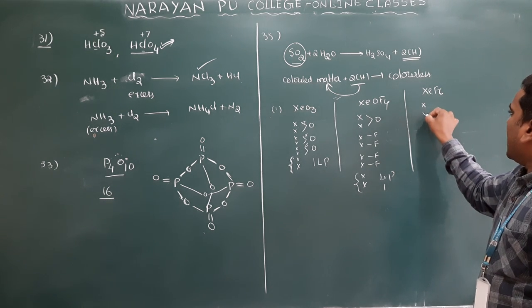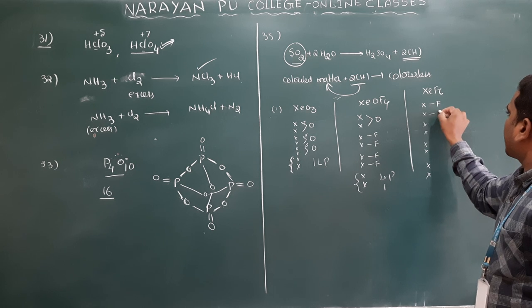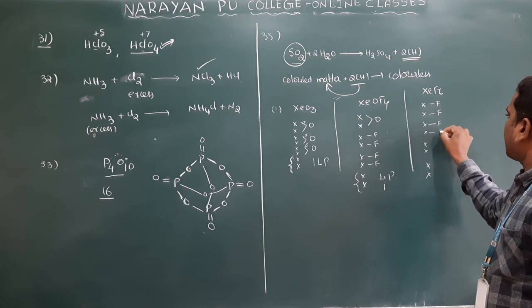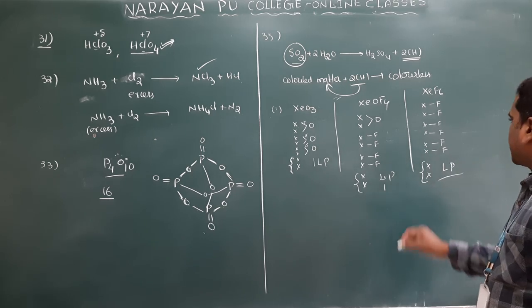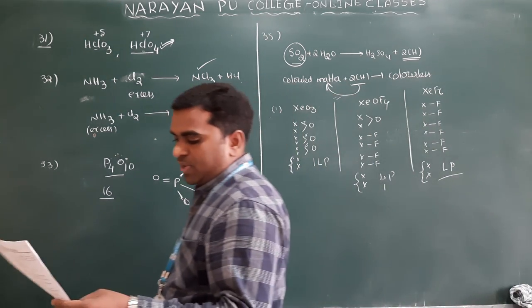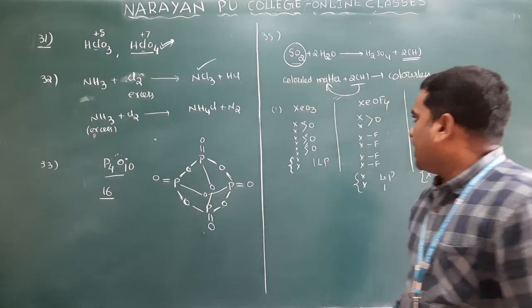In the same way, calculate for XeF6. Here also 8 electrons, and each fluorine requires 1 electron from the xenon to make a bond. So here also, how many lone pairs are there? 1 lone pair is there. So option 4 is the correct one.